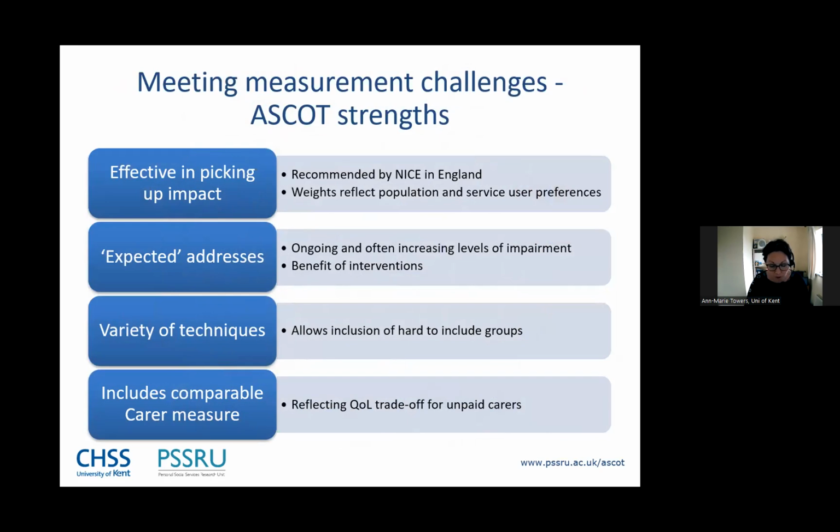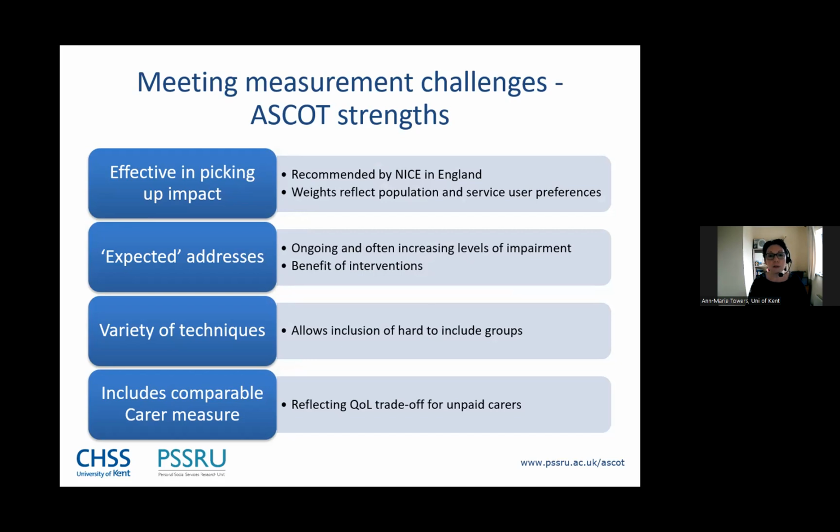So, reflecting on ASCOT's strengths, I suppose, but also some of the challenges. Where we are now with ASCOT is that we're able to look back, this is in England, and think, okay, it's a measure that's being recommended by the National Institute for Clinical Excellence in England. Its preference weights reflect the population and people drawing on care and support, their preferences. We know that it works as a way of assessing the impact of services, so a considerable strength.